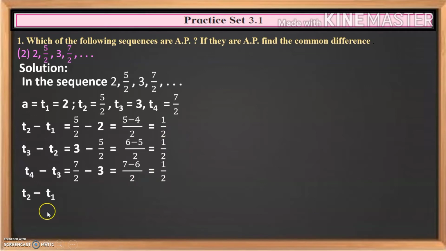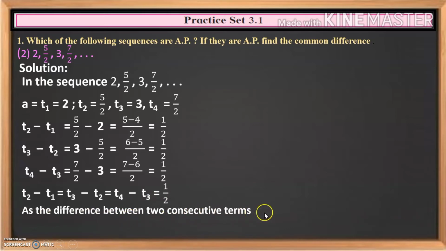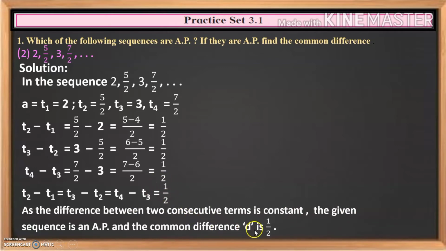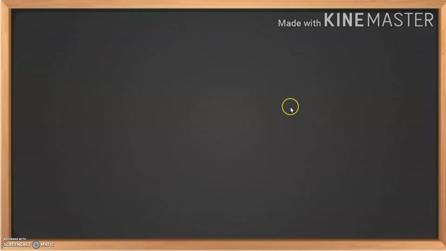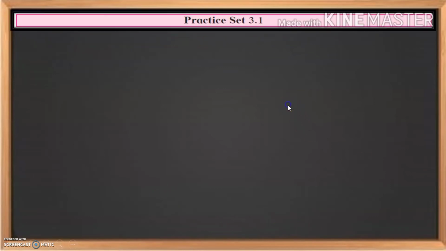So we write that T2 minus T1 is equal to T3 minus T2 equal to T4 minus T3 equal to 1 upon 2. So as the difference between two consecutive terms is constant, we say that the given sequence is an AP and the common difference will be half. Let's take up one more sum.